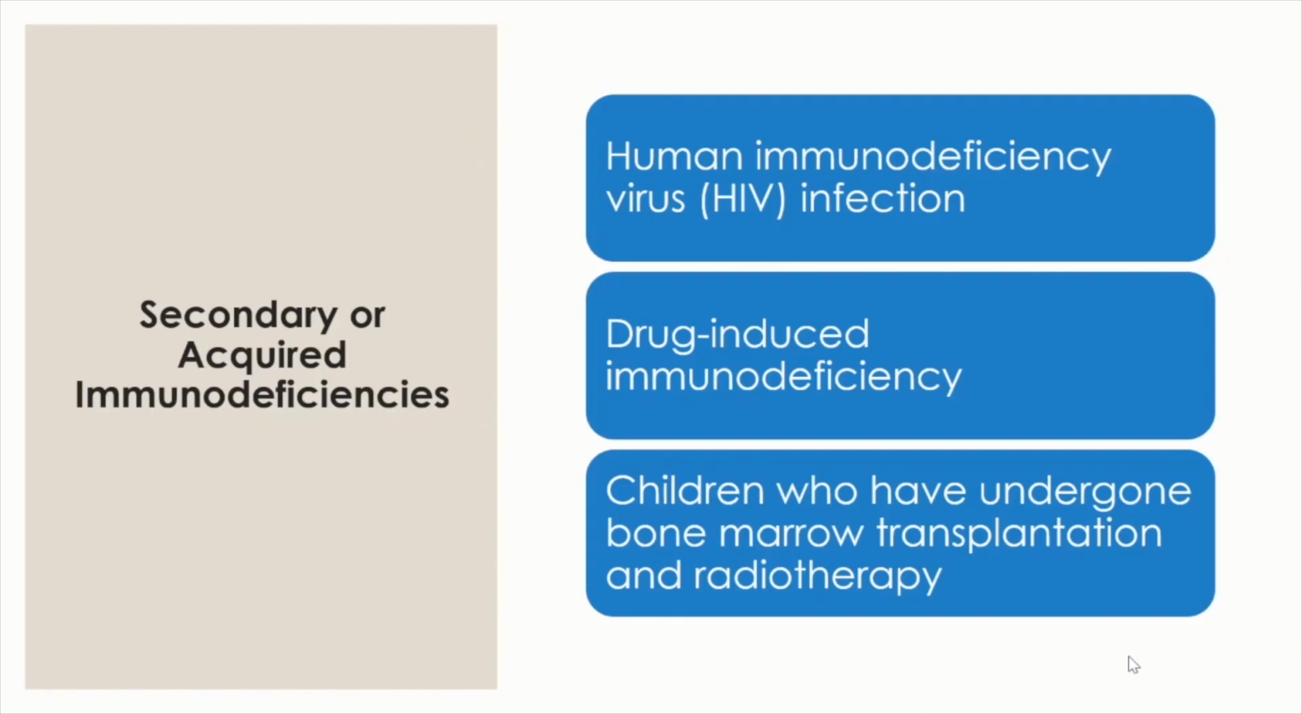So we have covered the primary immunodeficiencies. Now we will talk about secondary or acquired immunodeficiencies. This can be due to human immunodeficiency virus infection, or it can be drug-induced immunodeficiency, for example, by cytotoxics, corticosteroids, and cyclosporin A. It can also occur in children who have undergone bone marrow transplantation and also radiotherapy. So today we will focus on human immunodeficiency virus infection.